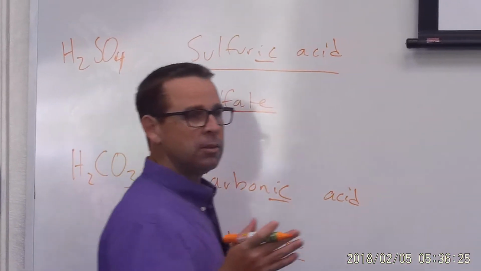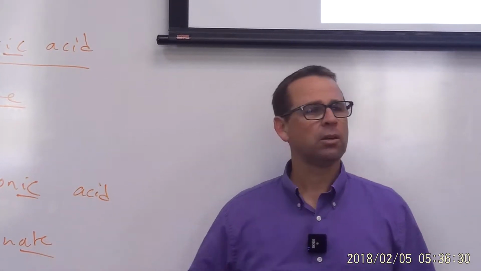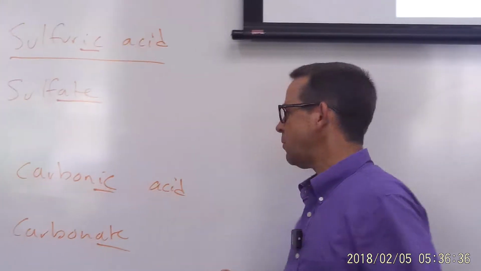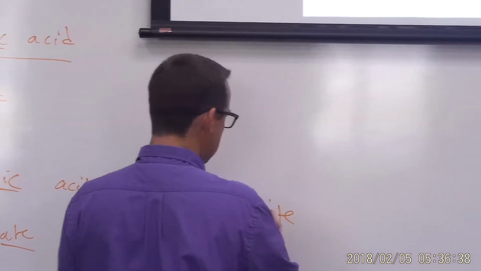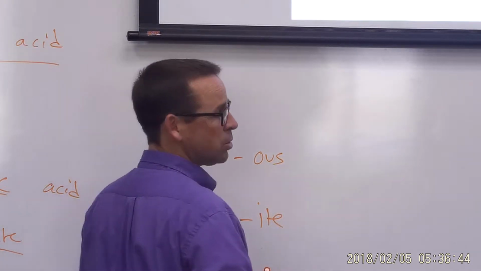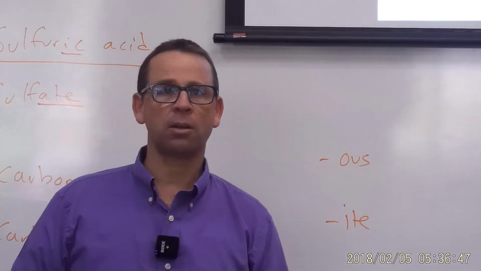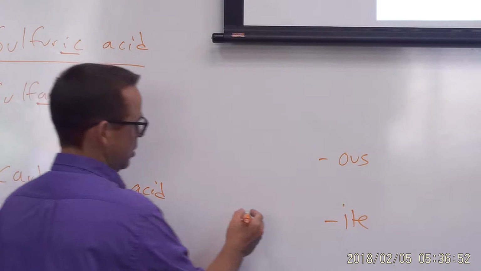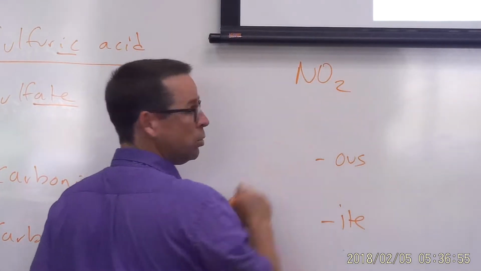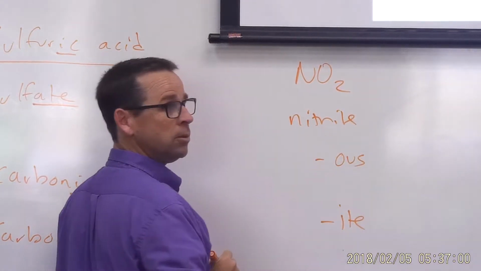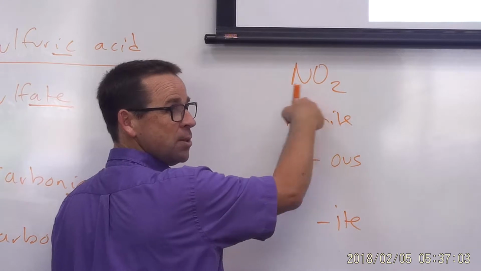If the suffix is not -ate, like carbonate, what are other suffixes on there that you see? -ite. Suffixes that end in -ite, the acid's name is going to end in -ous. So can you give me a polyatomic ion whose suffix is -ite? Nitrite, which is NO2, right? This is the nitrite ion.